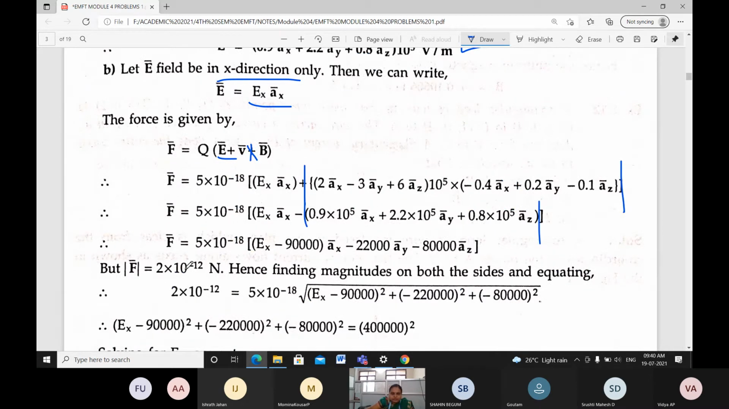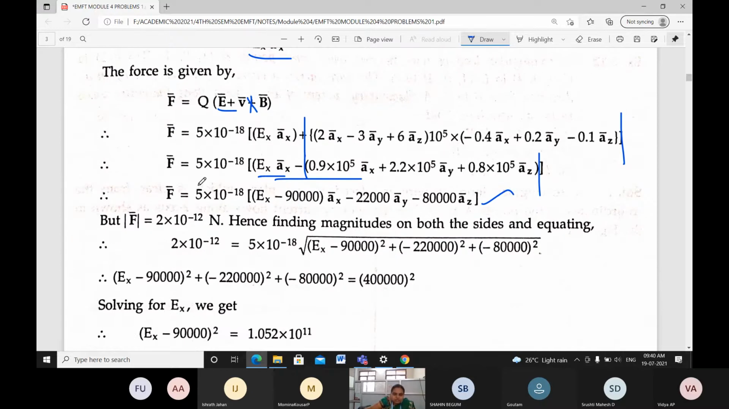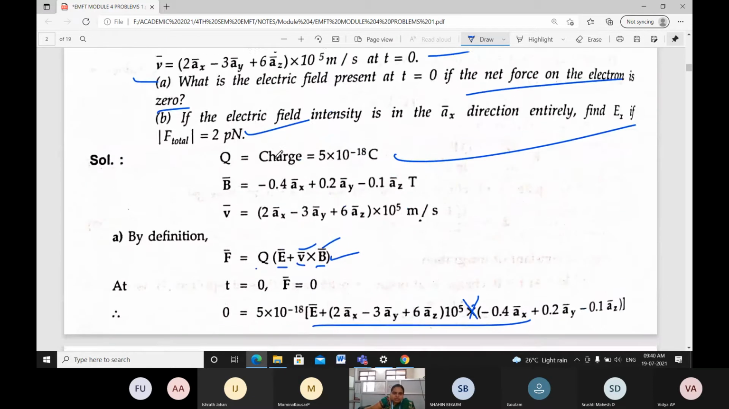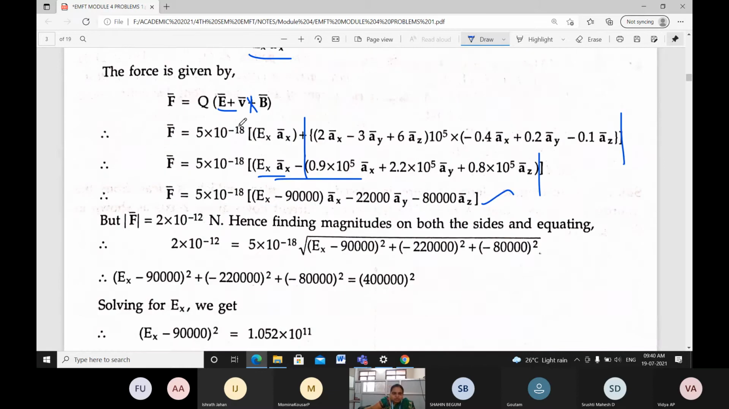Then F is going to be, you will be getting as 5 into 10 raised to minus 18 Ex multiplied here of this part, then minus Ex of this taken as common, (Ex minus 90,000) ax minus 22,000 ay minus 80,000 az you will be getting out. But force at this point is of what now? The problem, it is given, it is of 2 pico, that is 2 into 10 raised to minus 12 newtons.